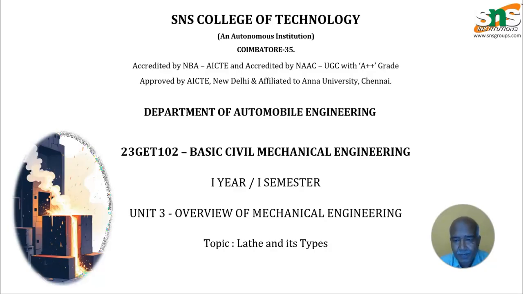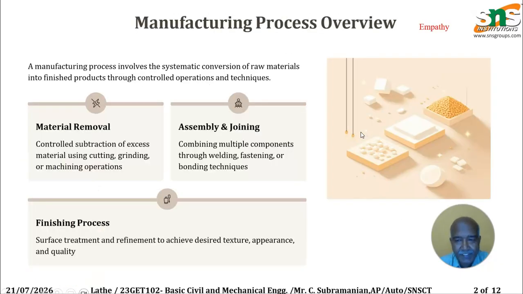In this session on lathes and their types, the lathe is the first manufacturing process, and it mainly removes material to form the required product itself. Finally, it supports assembly and joining, and it also supports the finishing process. Manufacturing involves the systematic conversion of raw materials into finished products through the control of operations and techniques.